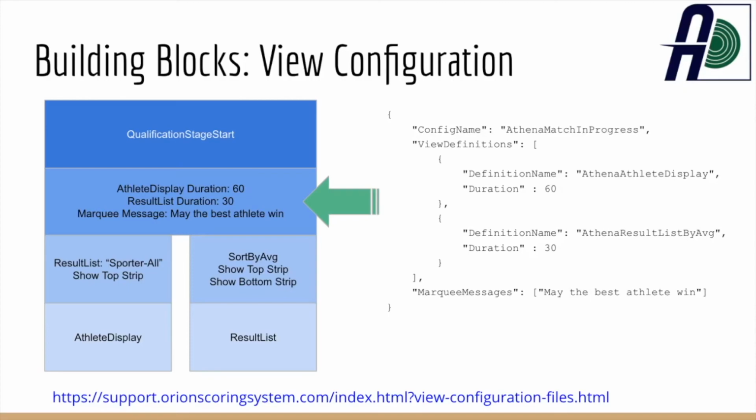Again, the configuration name has to be unique, and then you combine multiple view definitions. In this particular example, I'm combining the Athena athlete display, which we're going to show for 60 seconds, with the Athena result list by average display, which we're going to display for 30 seconds. And then our default marquee message is simply, may the best athlete win.